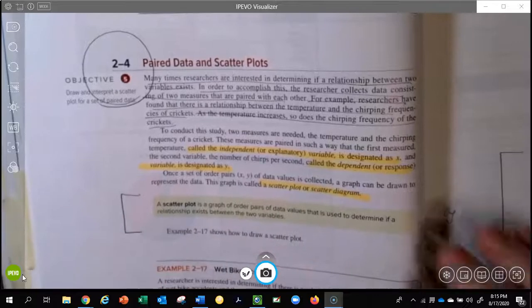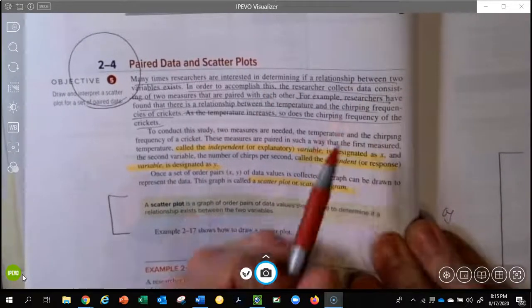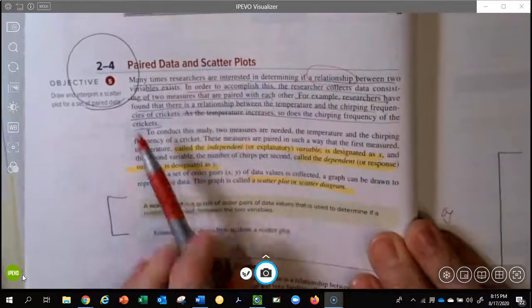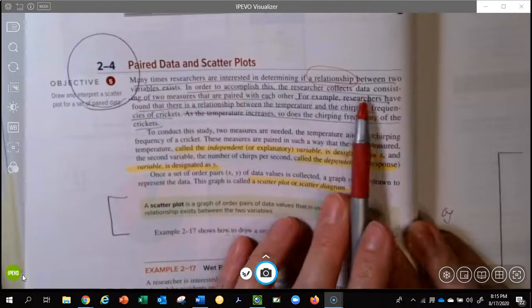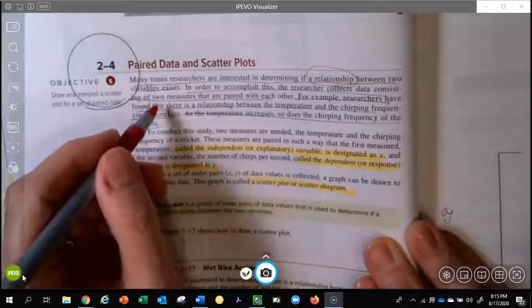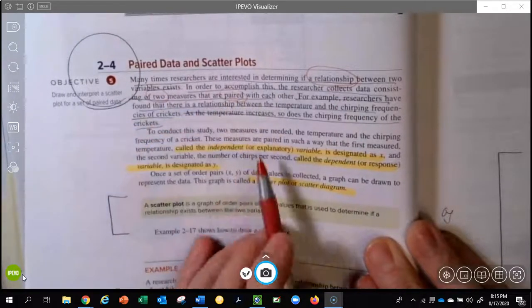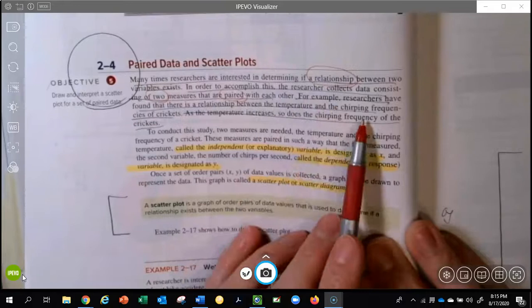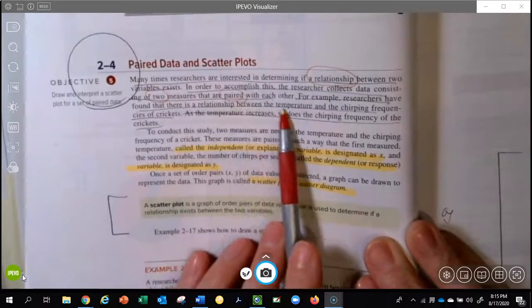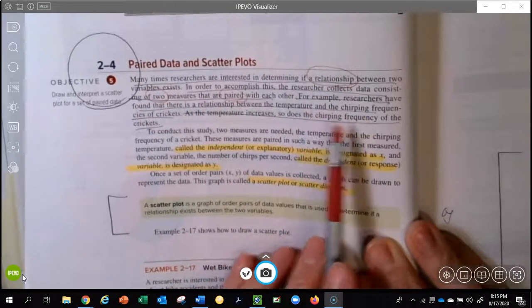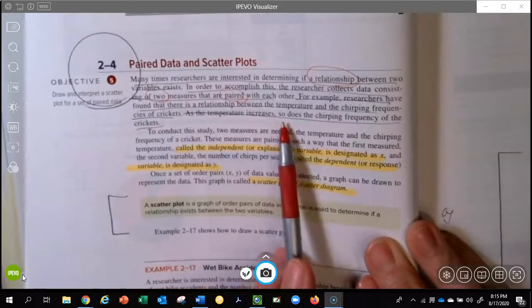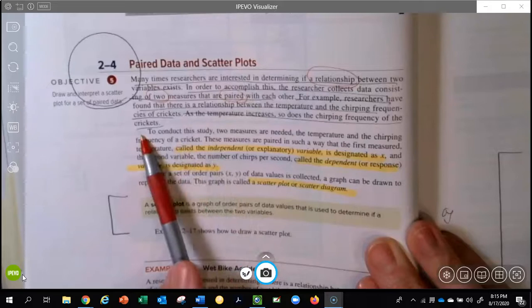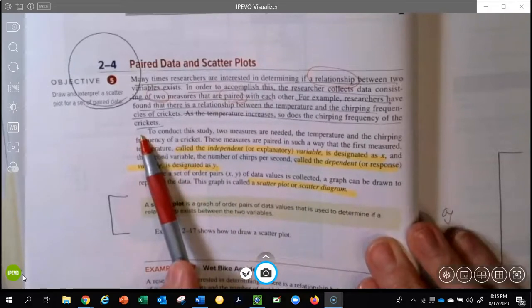Many times researchers are interested in determining if a relationship between two variables exists. In order to accomplish this, the researcher collects data consisting of two measures that are paired with each other. For example, researchers have found that there is a relationship between the temperature and the chirping frequencies of crickets. As the temperature increases, so does the chirping frequency of the crickets.